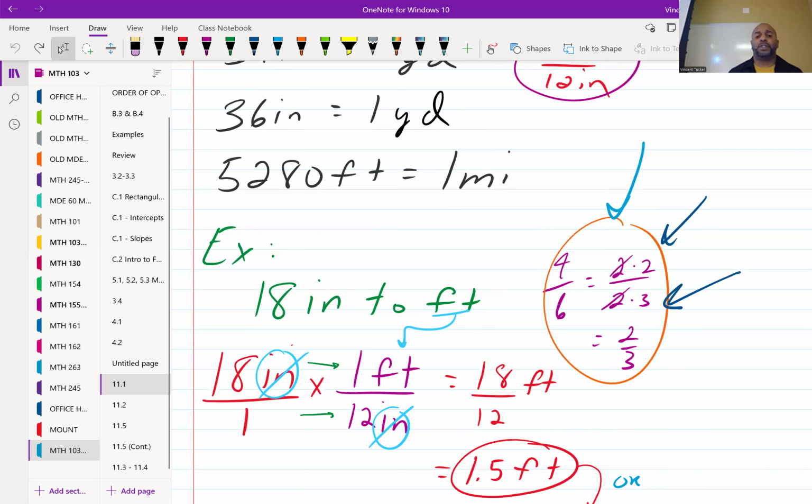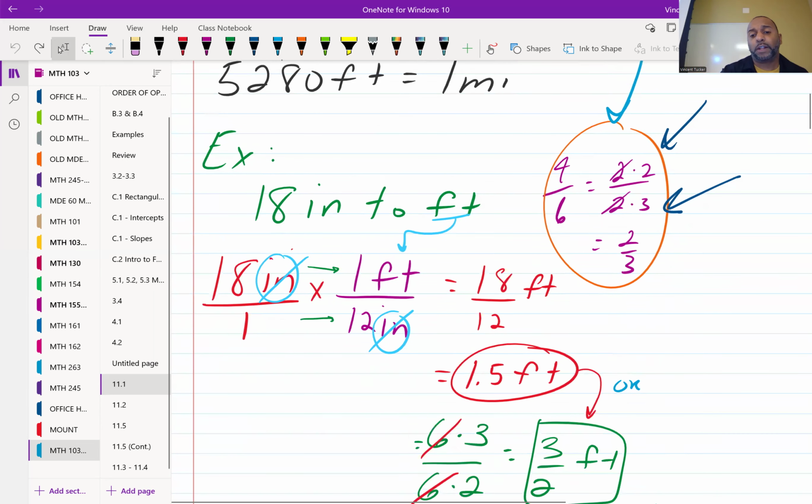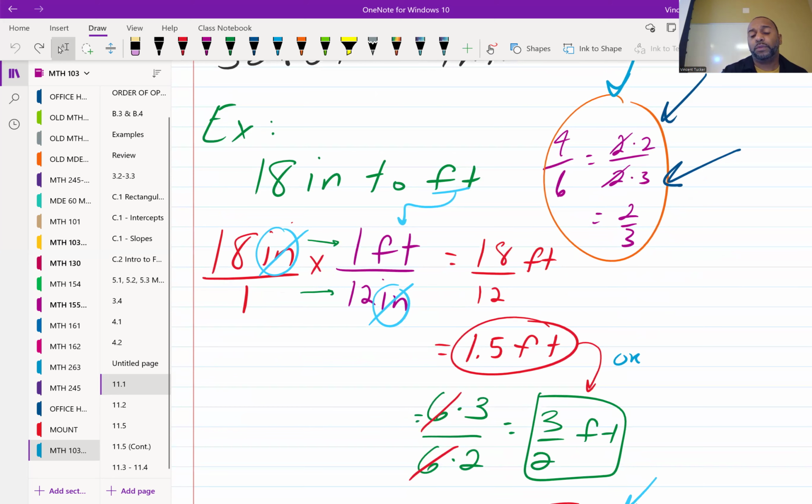And what that allows is for my inches to cancel out. I have inches in the top, and now I have inches in bottom. And that allows the measurement for inches to cancel out, leaving me with just feet, which is what I wanted to convert to. And then that's 18 over 12 feet, which is 1.5. Or if you want to leave it in fractional form, that would be 3 over 2.